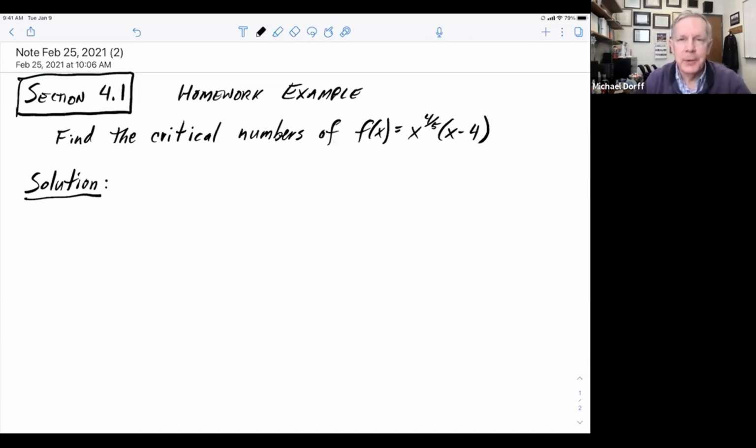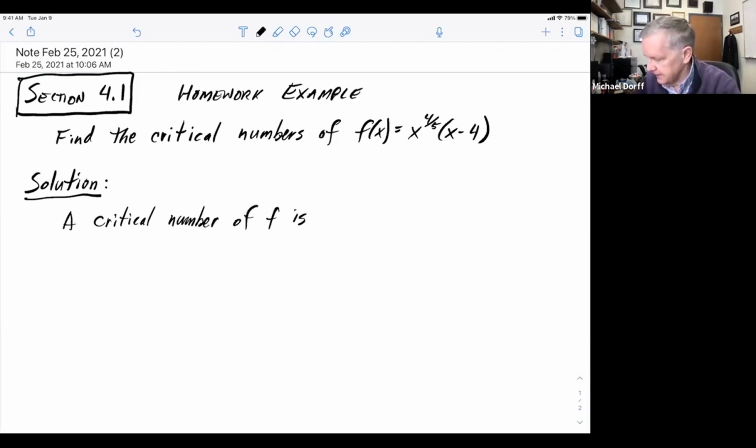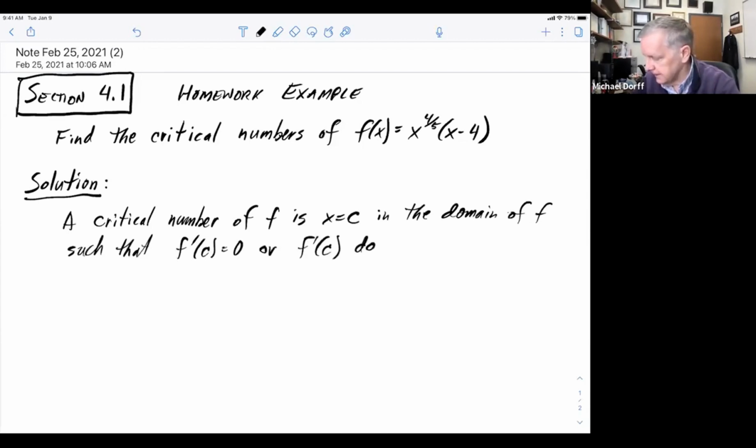We're in section 4.1 and we're looking at a homework example. In this one, we're supposed to find the critical numbers of a given function. So let's first review what is a critical number. A critical number of a function f is a number, an x value, x equals c, in the domain of f such that the derivative there equals 0 or the derivative does not exist.